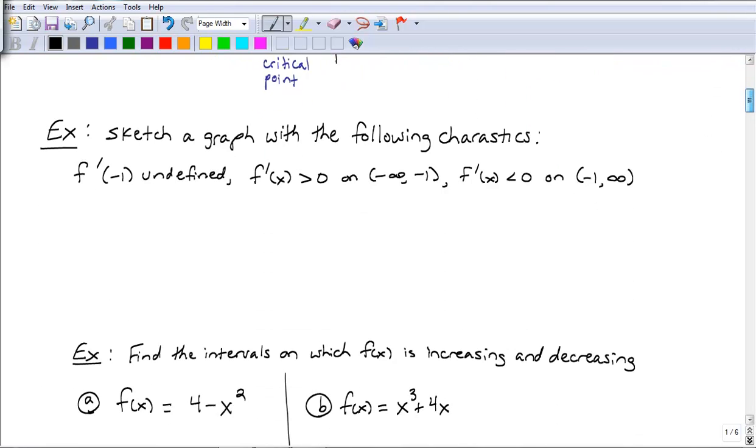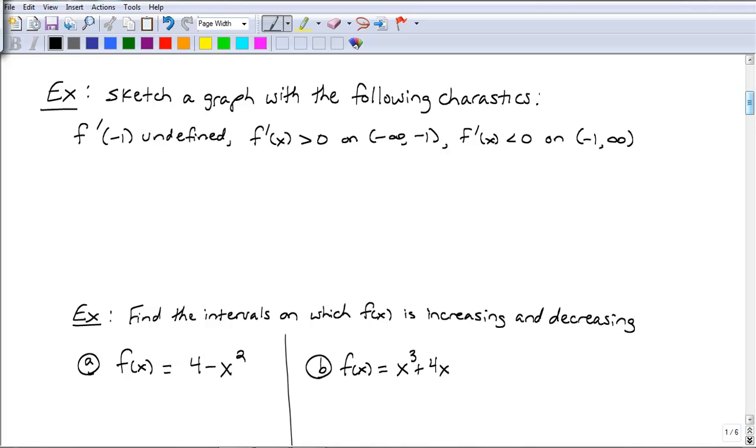And so the first example is to sketch a graph with the following characteristics. It says that f prime of negative 1 is undefined. So the derivative is undefined at negative 1. And the derivative is positive from negative infinity to negative 1, and negative from negative 1 to infinity. So if I'm going to graph a graph that has these characteristics, there's a couple things that I need to have.